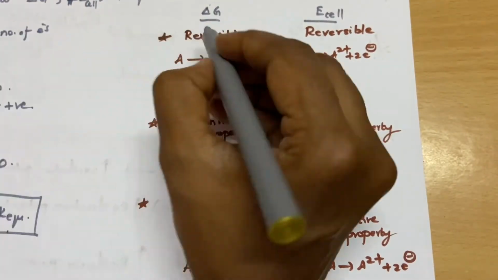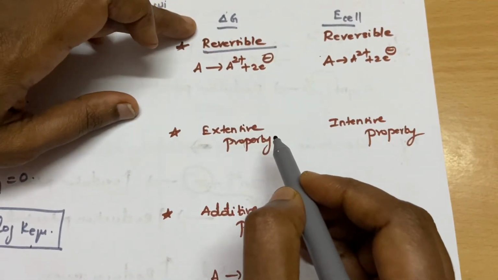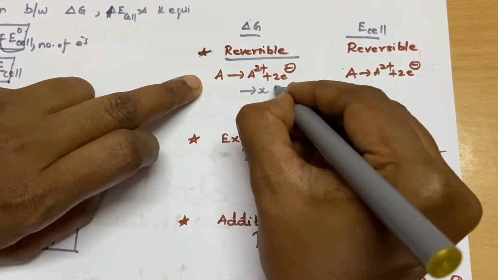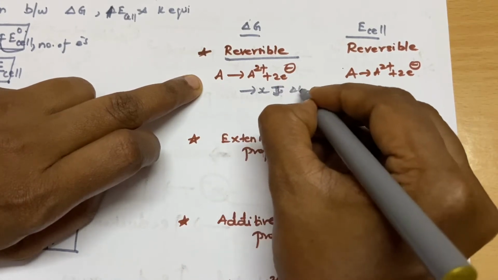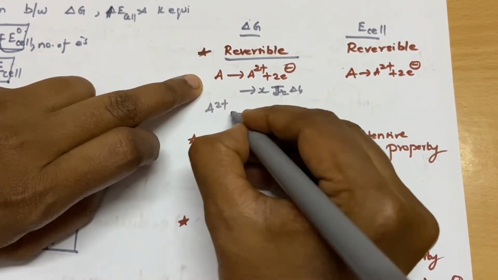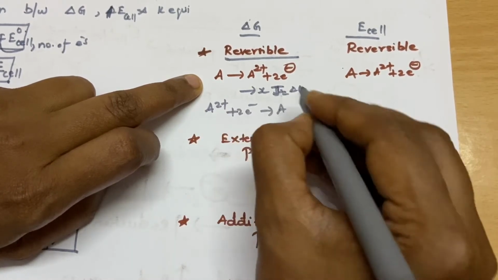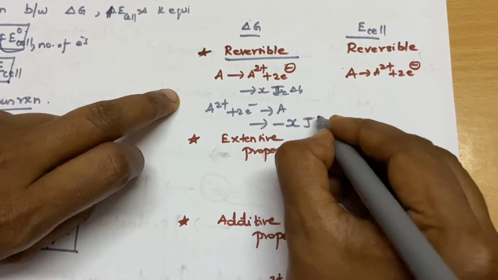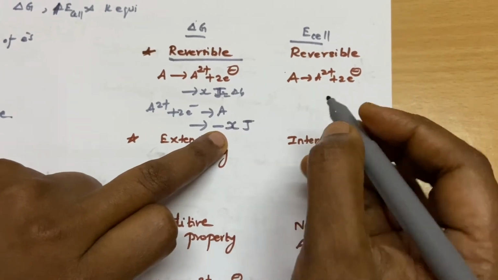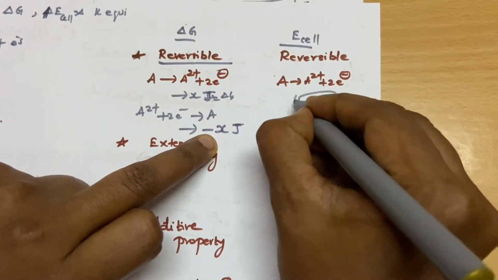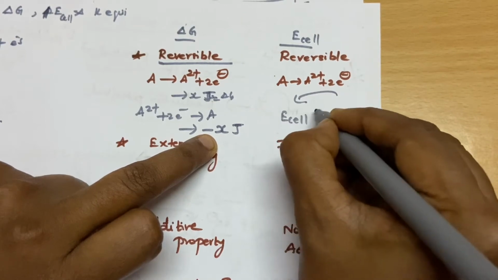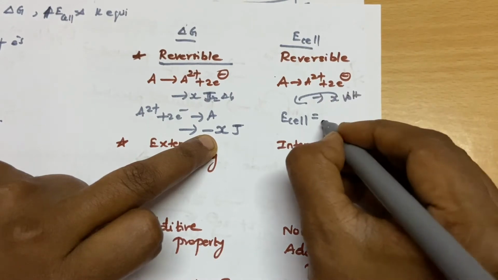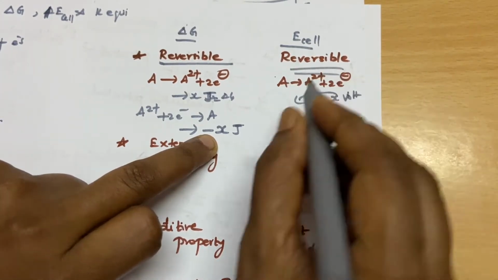First of all, the Gibbs free energy change is a reversible property. Suppose for this reaction the Gibbs free energy change is x joules. For the reverse reaction, if you invert this reaction, the sign reverses but the magnitude is the same. The same thing applies to the E cell: for this reaction, if it is x volt, for the reverse reaction it is minus x volt. So both are reversible properties.